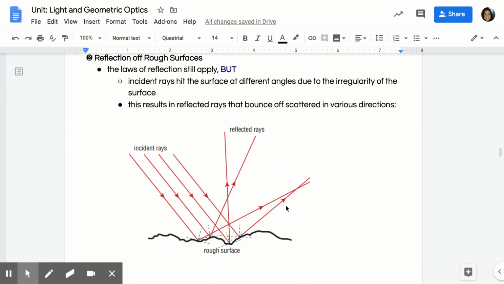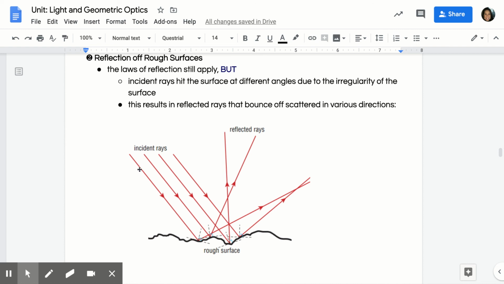Now, I want you to take the aluminum foil and crumple it up, and then don't really smooth it out, but pull it out a little bit so that it's not a ball. The laws of reflection are still going to apply, but when you shine the light at it like this, you're going to notice that it's not the same as if it was flat. This is because our incident rays are hitting all of these different types of surfaces, so they're making all of these different angles with the surface because the surface is not flat.